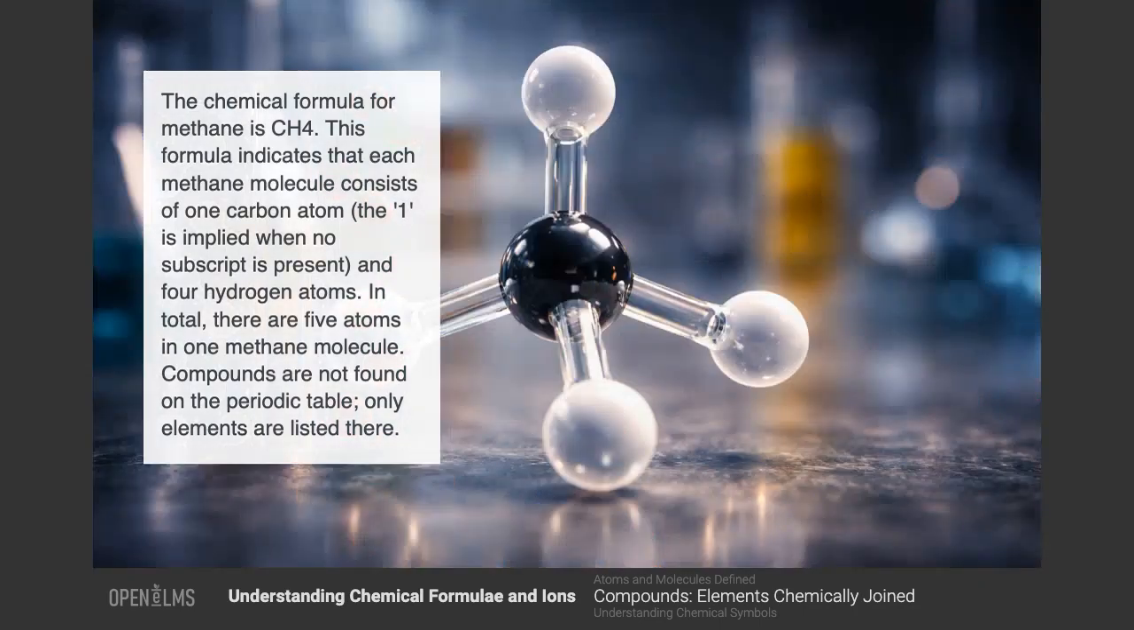The chemical formula for methane is CH4. This formula indicates that each methane molecule consists of one carbon atom, the one is implied when no subscript is present, and 4 hydrogen atoms. In total, there are 5 atoms in one methane molecule. Compounds are not found on the periodic table, only elements are listed there.